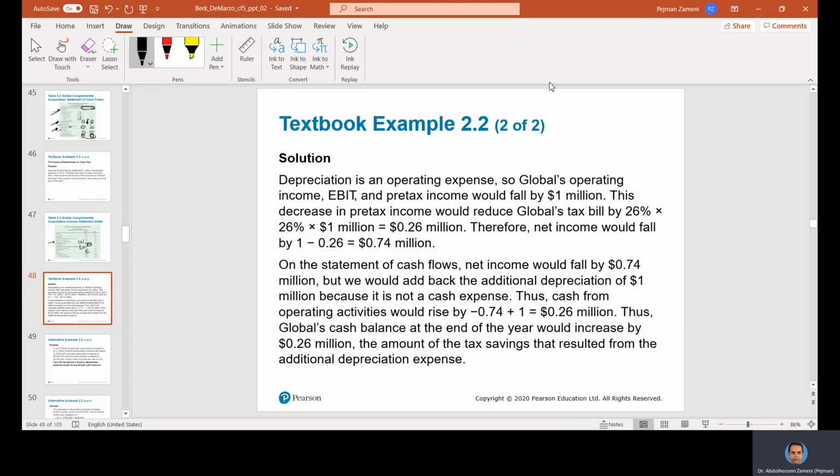On the statement of cash flows, net income would fall by $0.74 million, but we would add back the additional depreciation of $1 million because it's not a cash expense. Thus, cash from operating activities would rise by negative 0.74 plus 1, equal to $0.26 million. Thus, Global's cash balance at the end of the year would increase by $0.26 million, the amount of the tax savings that resulted from the additional depreciation expense.